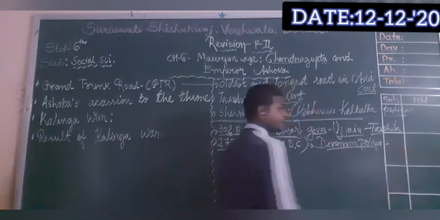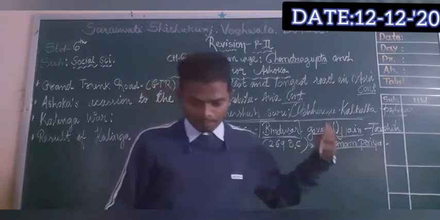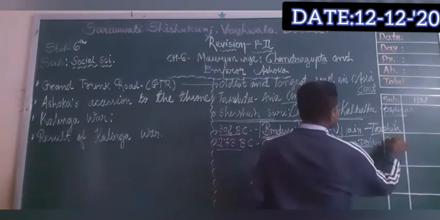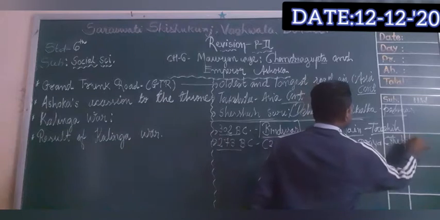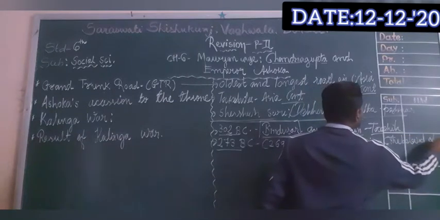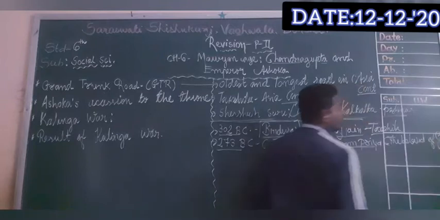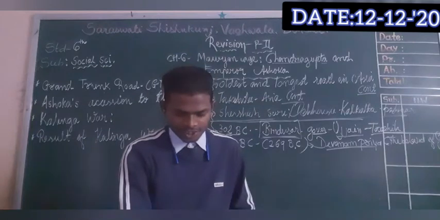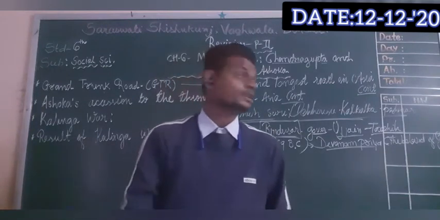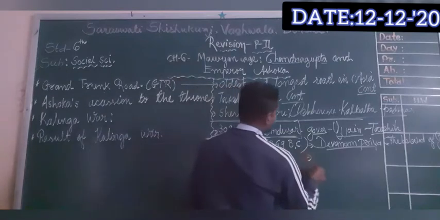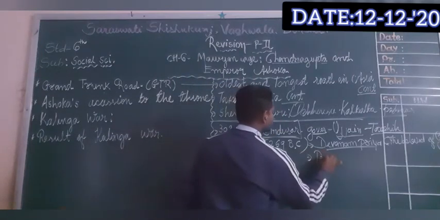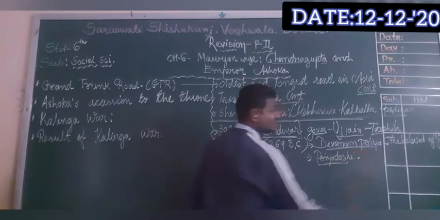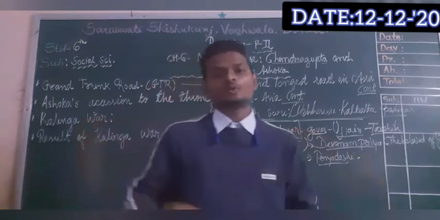Devanam Priya. There is one meaning over here. Devanam Priya means the beloved of gods. Priyadarshi, another name that he achieved. Priyadarshi means very good looking, very handsome looking.